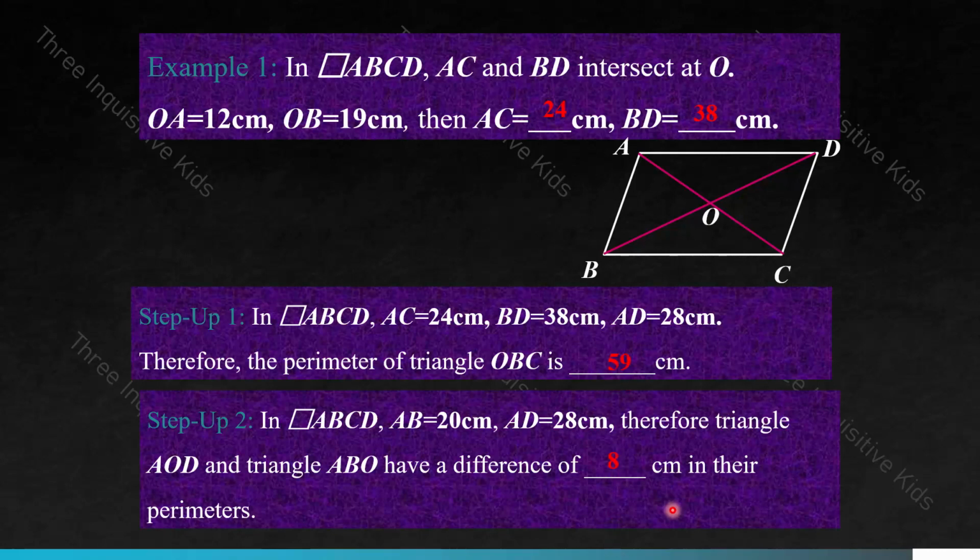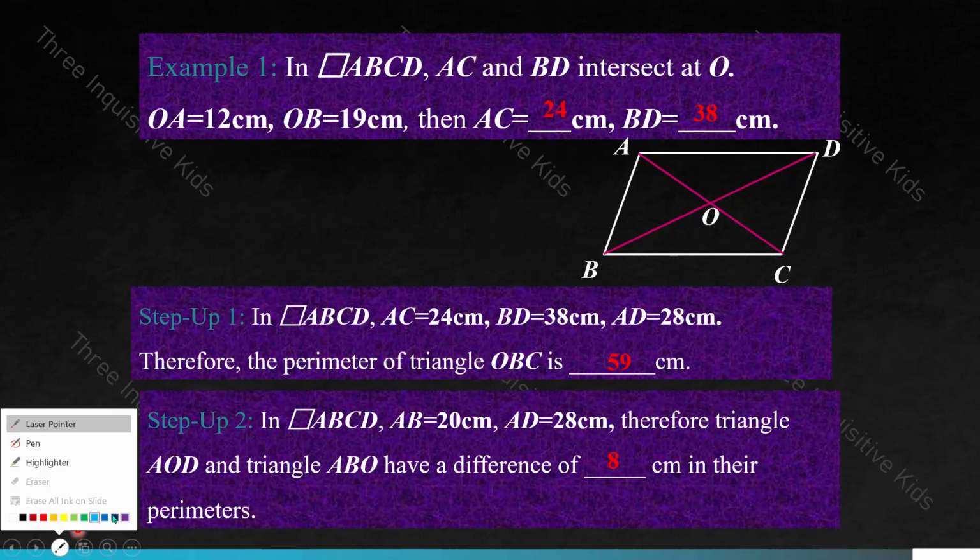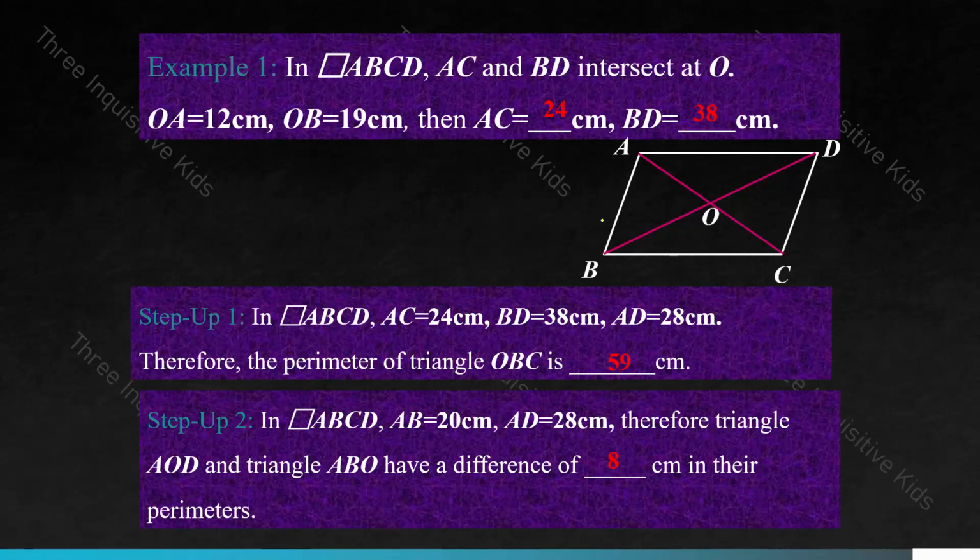The answers to these two problems should have been 58 centimeters and 8 centimeters. Here's how you could have solved it. AC is equal to 24 centimeters, which means that these are respectively 12, since we divide 24 in the middle. Now we split 38 in half, so we have 19 here and 19 here.